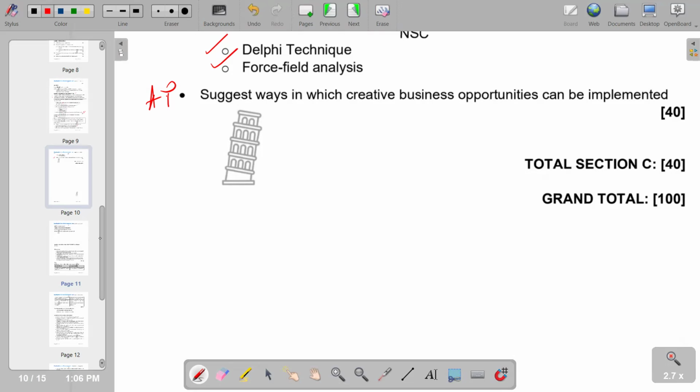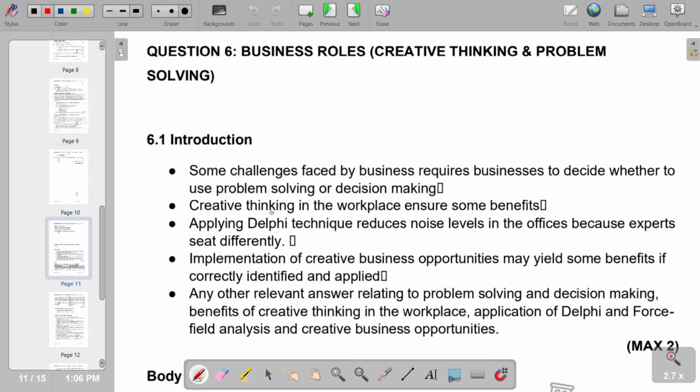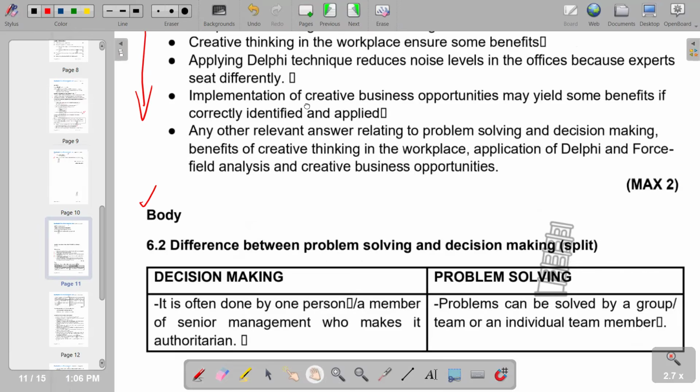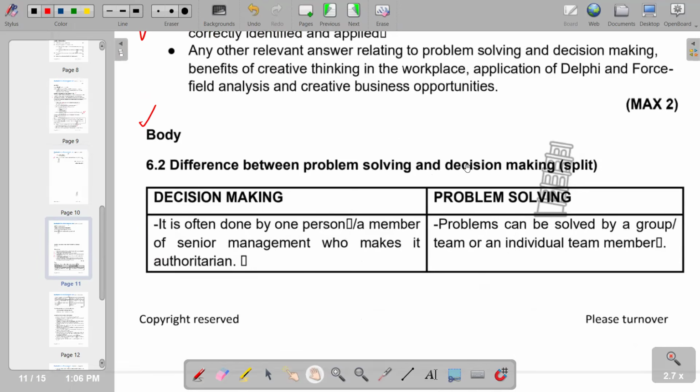So within the context of our introduction, this is going to be a typical introduction that you're supposed to come up with. And in the body, the difference between problem solving and decision making. So these are the differences.